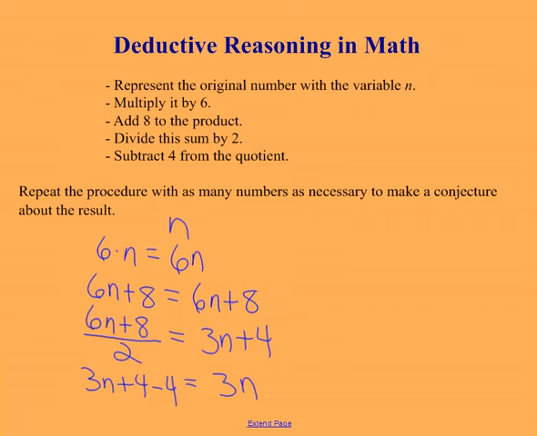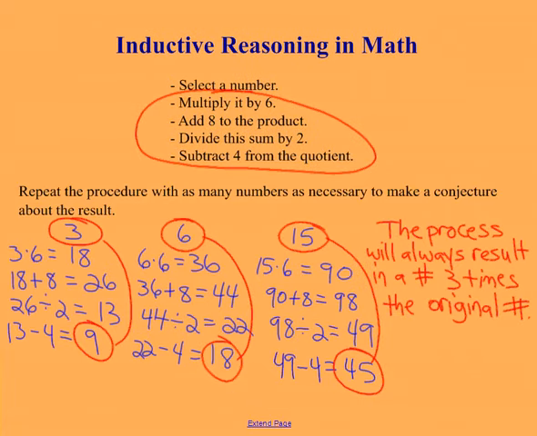Now, take a look at what we started with and what we ended with. Our original variable n can represent any number. So we finished with 3 times n. So what you see is, using inductive reasoning, we came up with a conjecture that was based on some examples. But of course, we only used 3 examples here, and 3 examples really isn't enough to have a solid conjecture that we can really be confident in.